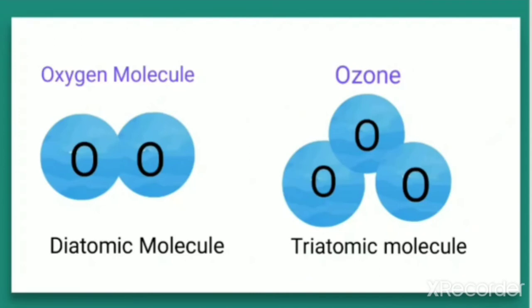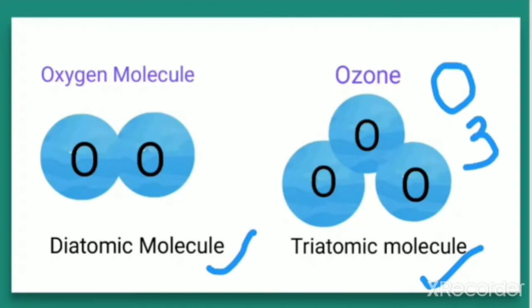The oxygen molecule exists in nature in the form of a diatomic molecule, and it also exists in the form of a triatomic molecule, that is ozone. The formula for ozone is O3, but the formula of oxygen is O2. Look at the difference here. What do you find the difference here?